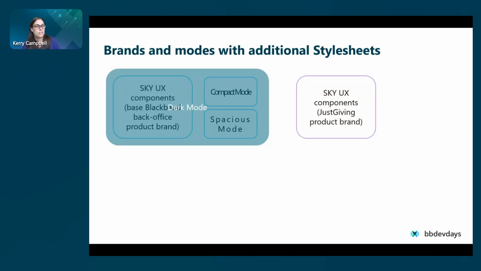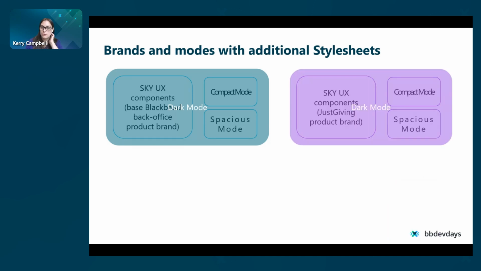So now we're actually able to create, and have created, a JustGiving product brand style sheet. So JustGiving internally can start utilizing SkyUX components in SPAs, or even just general platform services that we have that have different UIs attached to them. And they're going to get all the same benefits, being able to have some sort of compact mode, a spacious mode, have a dark mode apply to it, but we'll be able to create that product-specific brand.